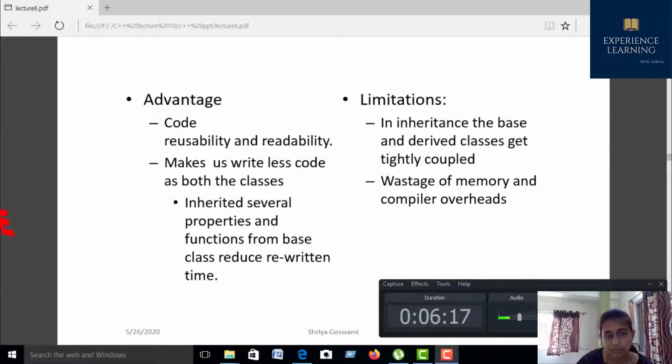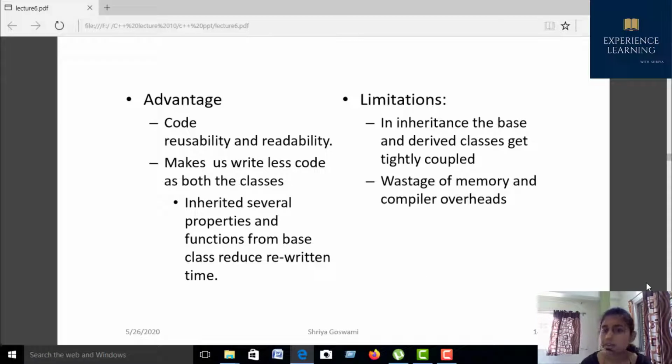So the advantage of inheritance is reusability and readability, and it makes us write less code, as both the classes... Obviously, if you have already designed one class and you are trying to design another class using the previous one, obviously less code will be written. And what is the limitation?